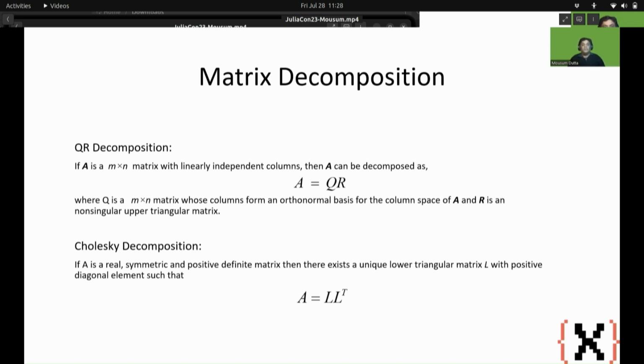QR decomposition factorizes a matrix A into the product of an orthogonal matrix Q and an upper triangular matrix R. Cholesky decomposition is applicable to symmetric positive definite matrices. It factors a matrix A into the product of a lower triangular matrix L and its transpose.